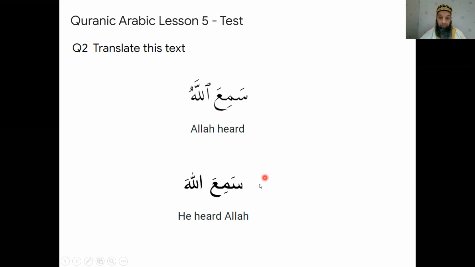I put them together. This one doesn't come in the Quran. You can tell from the font. I typed it myself. I could have done a better job there and changed that to a tab, but I left it. I only thought about it afterwards. So Sami'a Allah. This doesn't come in the Quran.